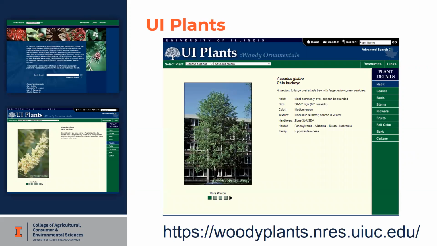One thing that's also available for free is the U of I Plants website. This is Dr. Gary Kling's website. And as you go to this, it's going to include a wide variety of landscape species as well as native plants. And it'll generally indicate in there based off of the habitat. So as we look at the website here, we can see habitat. This Aesculus glabra, Ohio buckeye, native range is anywhere from Pennsylvania to Alabama, Texas to Nebraska. So we know that is one of our native species.